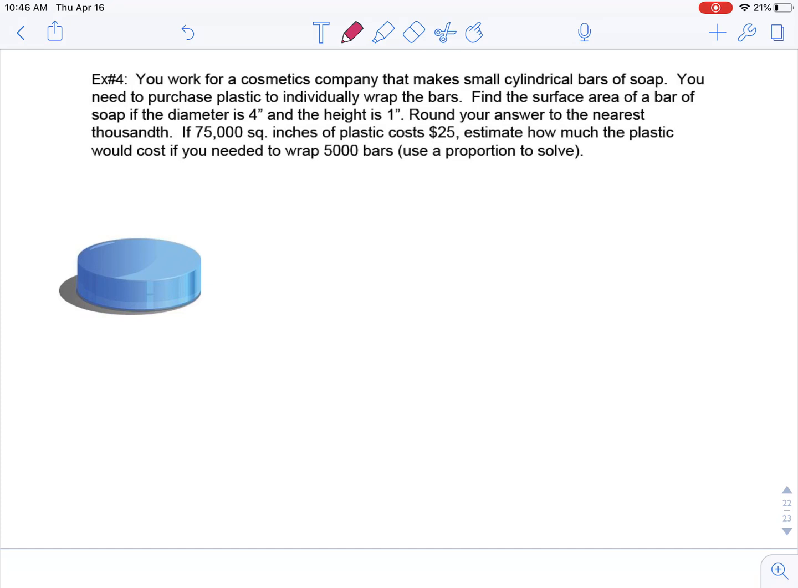With number 4, you work for a cosmetic company that makes small cylindrical bars of soap. So this is going to be looked at as a cylinder. You need to purchase plastic to individually wrap the bars. So we need to find the surface area of a bar of soap. The diameter is 4 inches and the height is 1. So I'm looking at this. The height here is 1. The diameter is 4, which would mean my radius is 2.